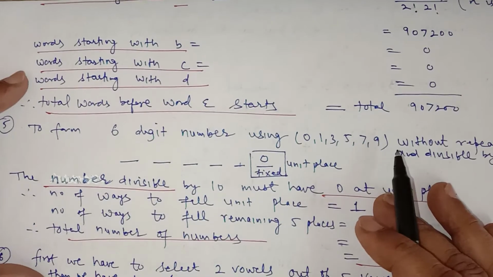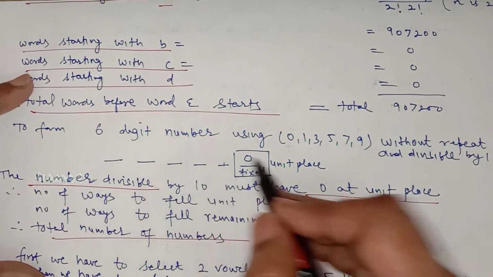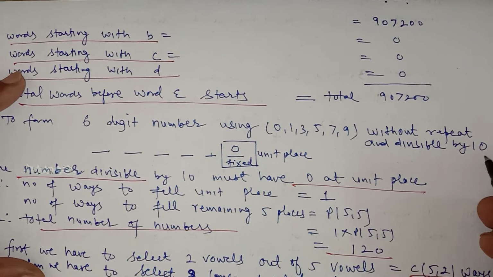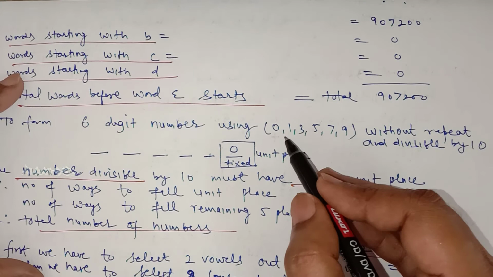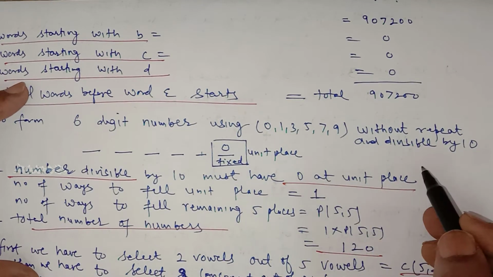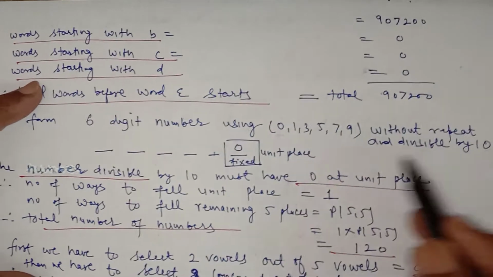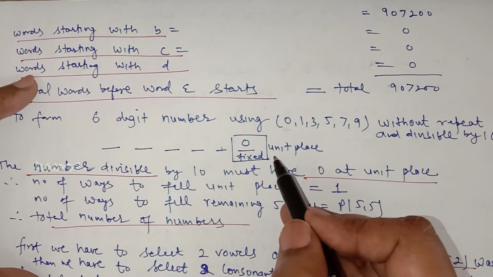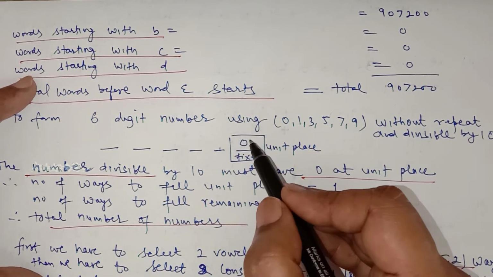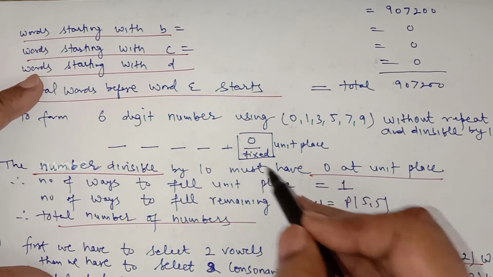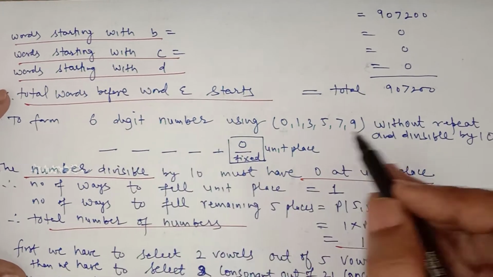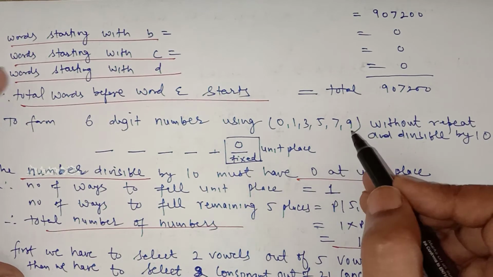Now in question number 5, you have to make a 6-digit number and it should be divisible by 10, and you have to use only these digits 0, 1, 3, 5, 7, 9. Only we have to use these, and it should be divisible by 10. Because the number should be divisible by 10, we have to put 0 at the unit place. So the number of ways to fill up the unit place is only 1.